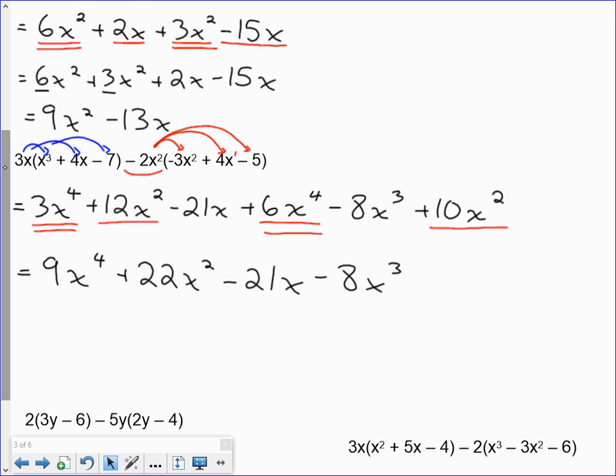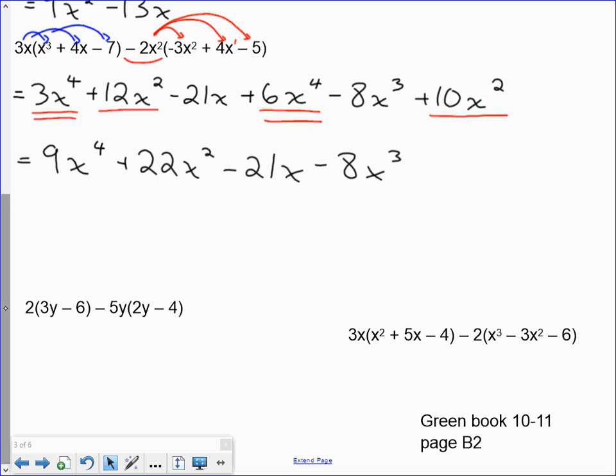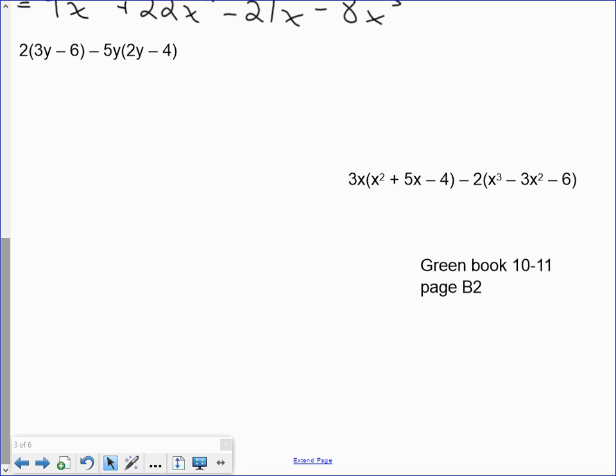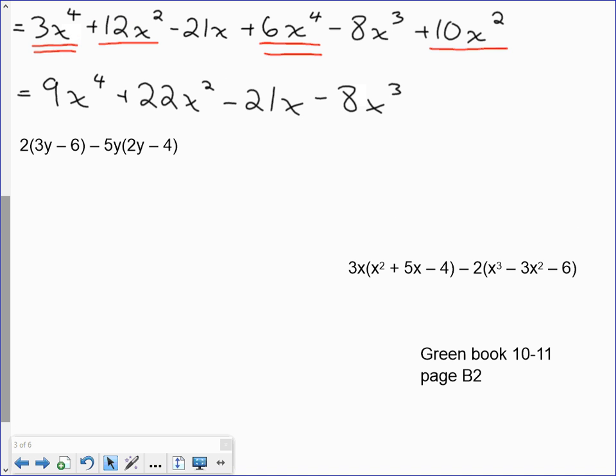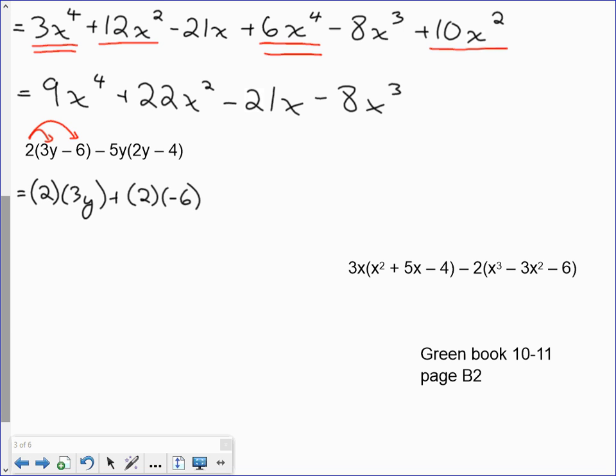All right. Let's take a look at our next example here. We've got 2 times 3y minus 6 minus 5y times 2y minus 4. Okay. Let's write out all the steps in this. So 2 times 3y is going to give us 2 times 3y plus 2 times negative 6. And we always put plus signs in between.